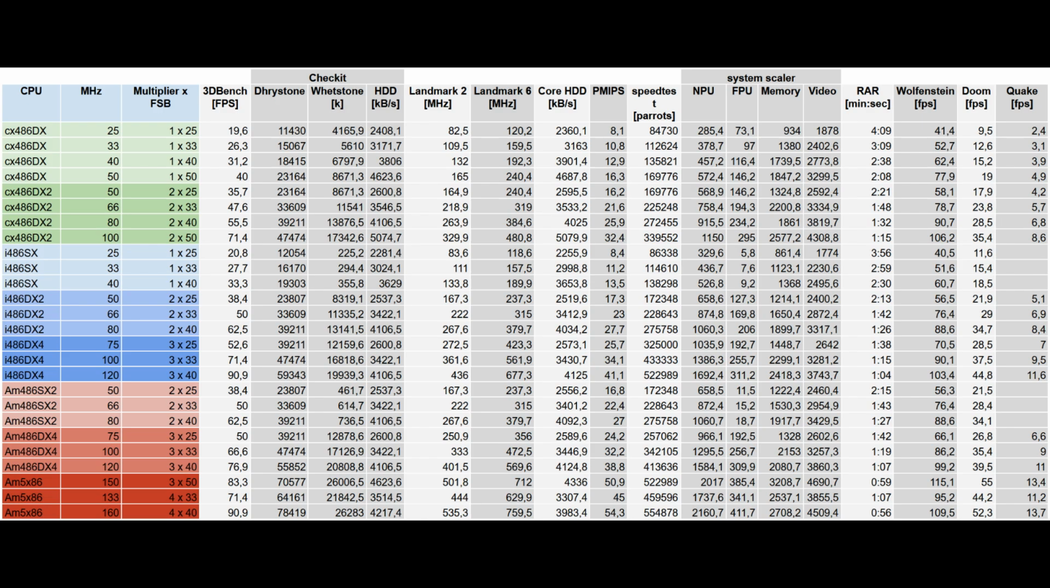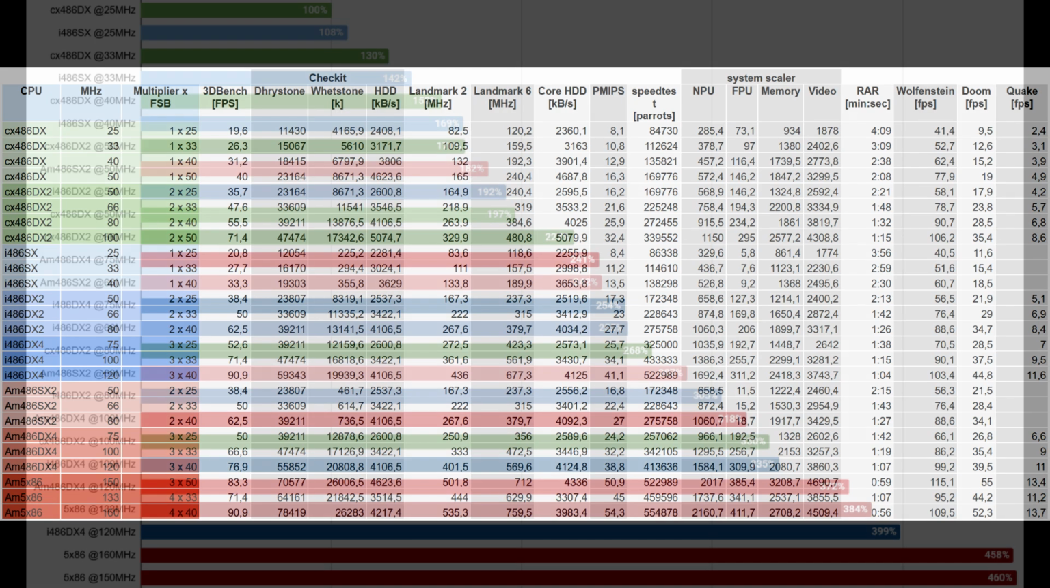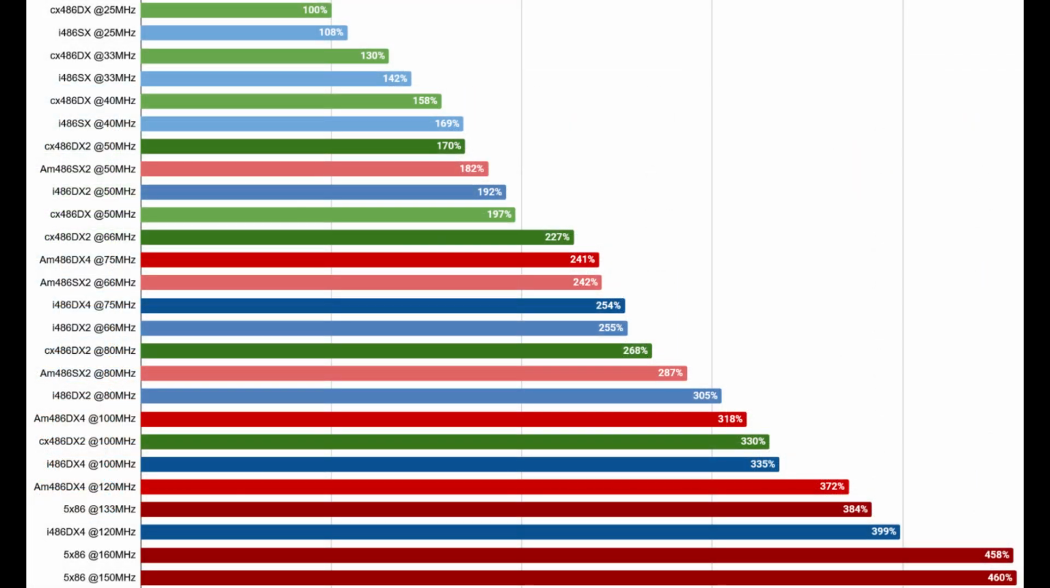I also used a lot of different benchmarks, but finally I just used a subset to make a chart. I did that because the synthetic benchmarks are misleading several times. So at the end I'm just using the compression, so RAR, and the 3 FPS results, so Wolfenstein, Doom and Quake. The slowest CPU was the Cyrix 486DX running at 25 MHz, and because of that I'm using it as a reference.